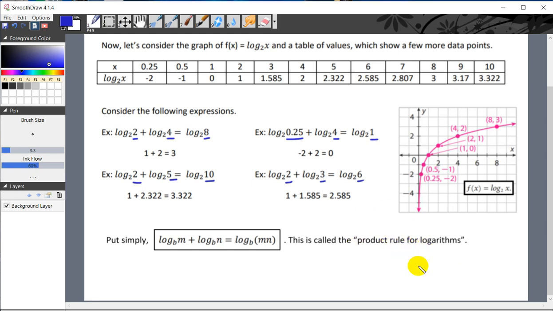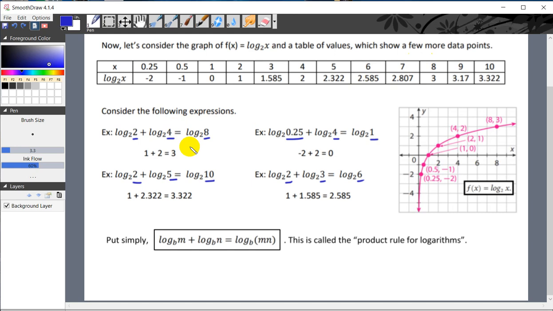Okay, so put simply, what we can do is we have this rule here. This is called the product rule for logarithms. Okay, so as long as the bases are the same, what we have on the inside here, you can multiply them together, and then you can create what you see in the inside there. Okay, so for example, it doesn't have to be these numbers. You could try different ones. If you tried log base 2 of 3 plus log base 2 of 3, well, 3 times 3 is 9, so that should equal log base 2 of 9.